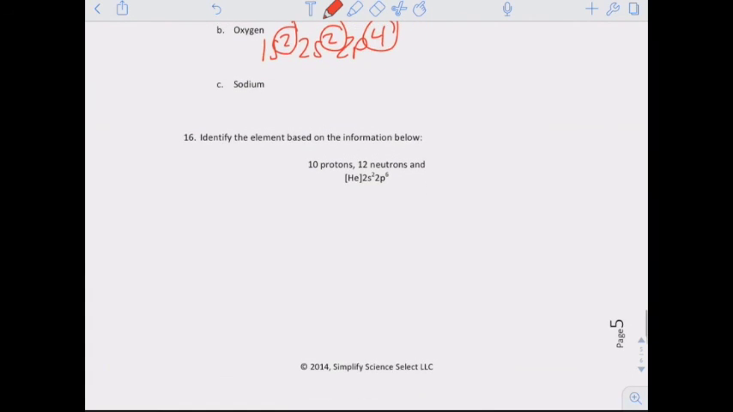Looking at number 16, it says identify the element based on the information below. We have 10 protons, so therefore it is neon. We have 12 neutrons, so 12 plus 10 is 22, so it's neon-22. We'll check and see if it has a charge. That helium there is in noble gas notation. It just represents 2 electrons. So 2 plus the 2 right there is 4, plus 6 is 10. 10 protons, 10 electrons. It is neutral.